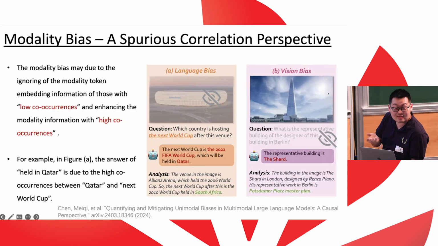Similarly, we know many colleagues are from London, right? This is a very famous building in London called the Shard. If I ask the large model, what is the representative building of the designer of this building in Berlin? The GPT will always tell me the Shard, but this is not the answer that I want, right? For this figure, this is the Shard. But the question is, the man who designed the Shard designed what in Berlin? But the multimodality large model just ignores the textual question here.